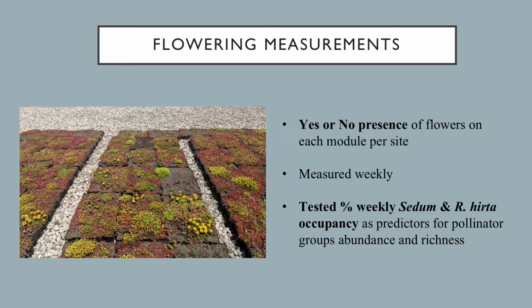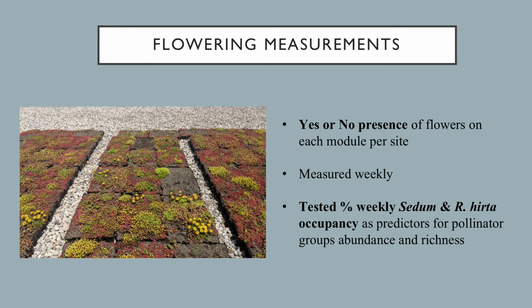To record the bloom amount of our flowering species, we counted the weekly yes or no presence of flowers in bloom on each module across all of our sites. To be counted present, the species had to have at least one flower in bloom on the module. And during analysis, we tested the weekly percent Sedum and percent Rudbeckia occupancy as predictors of weekly pollinator groups' abundance and richness.